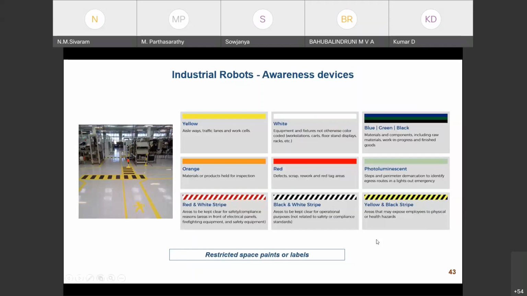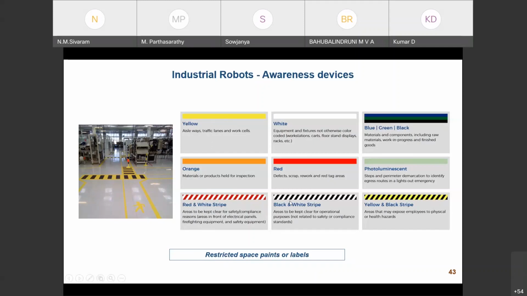And again, restricted space paints or labels. You paint your workspaces, paint your aisleways with some colors so that each and every color will mean a certain thing. If you have, say for example, a yellow colored paint, it means that it's aisleways or walking ways. In white, the equipment or fixtures are not otherwise color coded, so it is just for the equipment or fixture. When you have the red and white stripe, the area has to be kept clear for safety reasons. So there should not be any movement of persons in that particular zone.